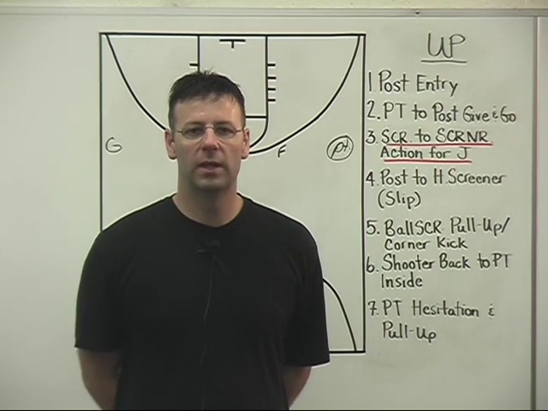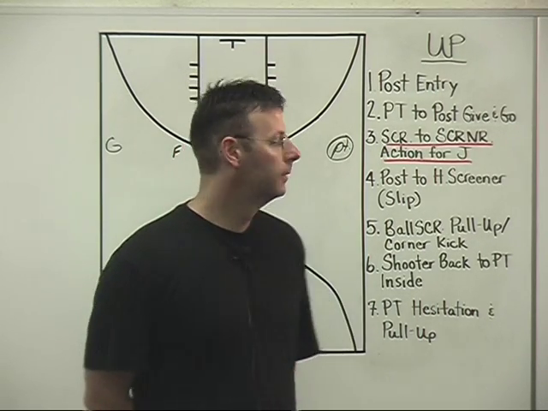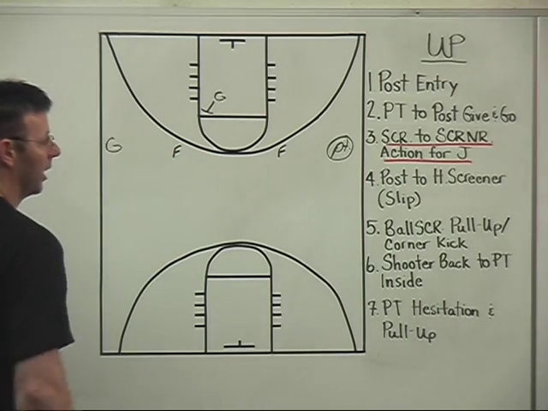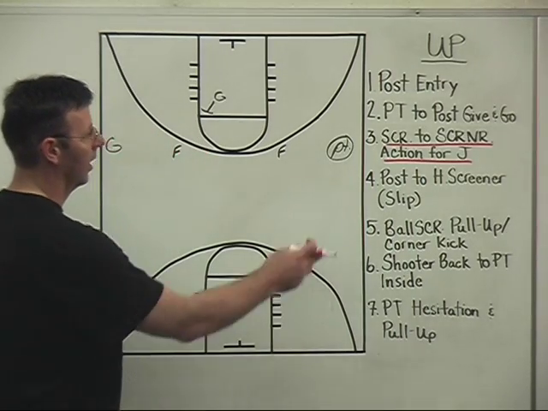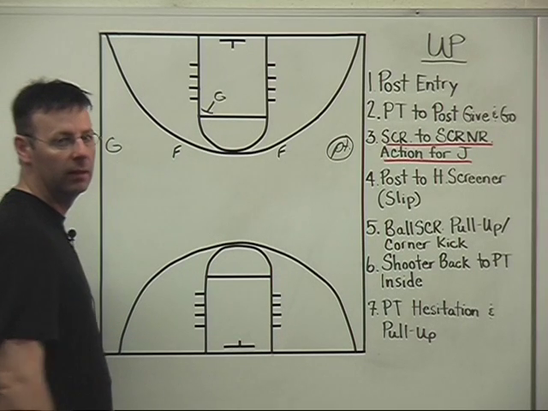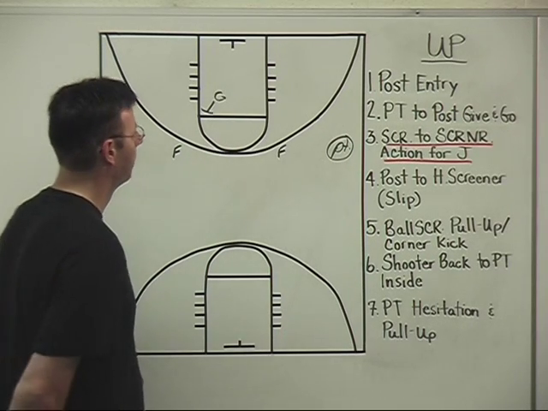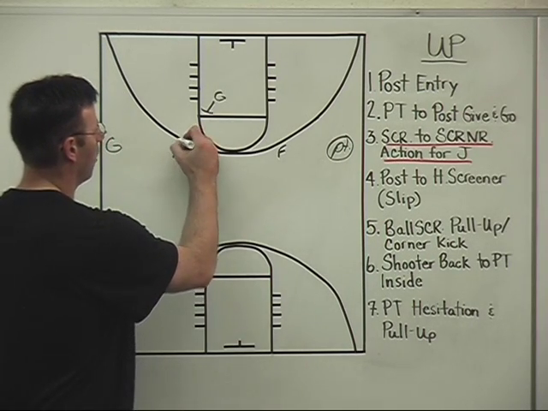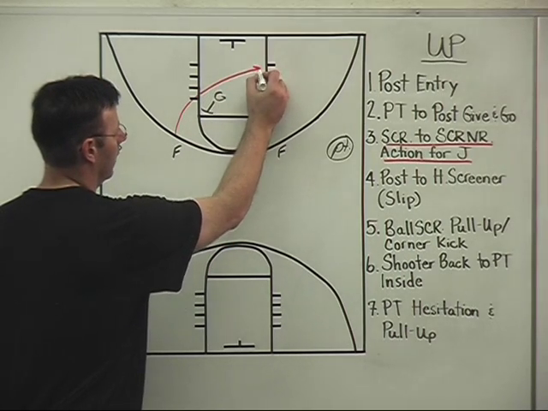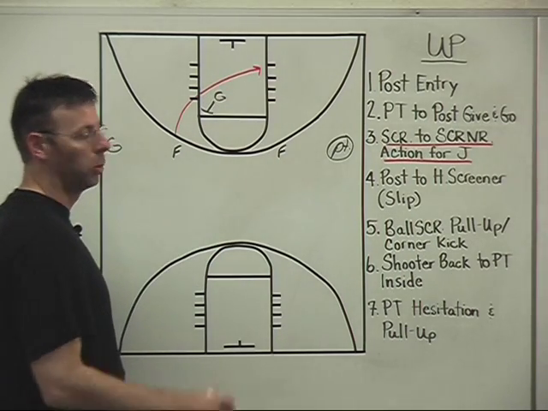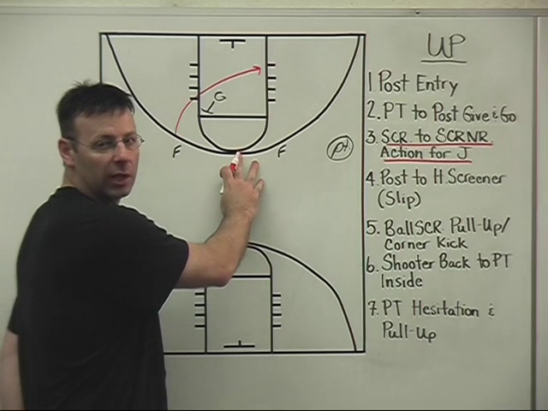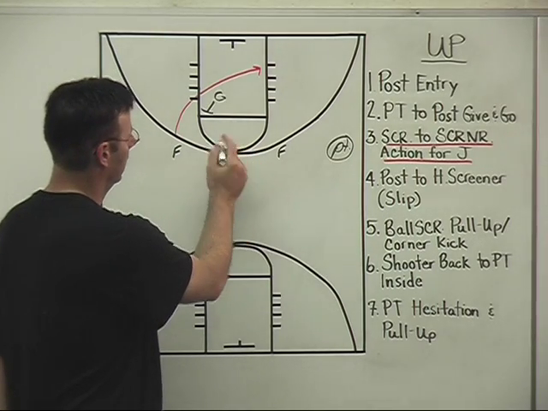Next is the screen the screener perimeter action of this set. Again, our point guard has dribbled the wing extended. Our guard has made the basket cut and is now in the diagonal up screening position. Our forward makes a cut to the post area. At this point, we get our screen the screener action right here at the top of the circle.